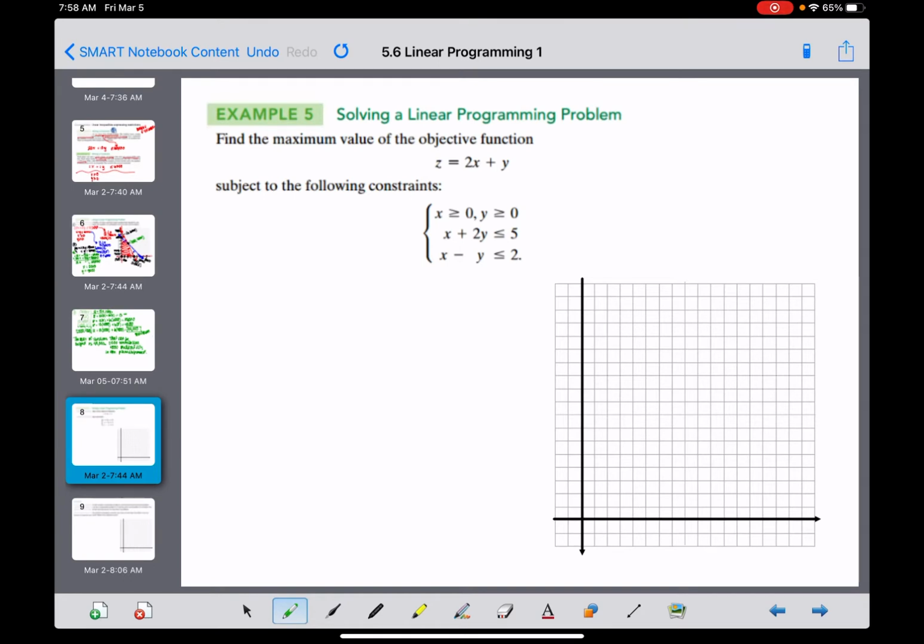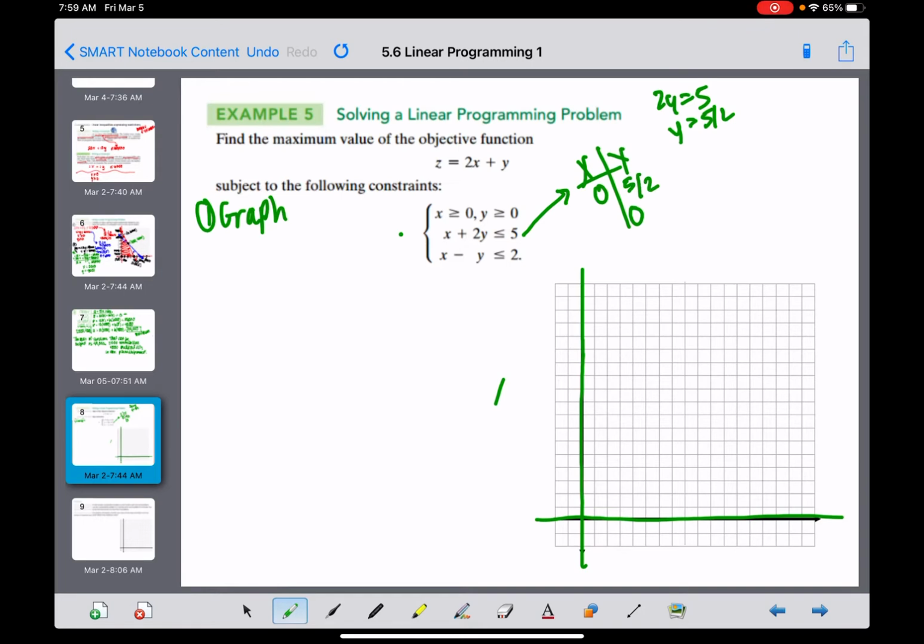Okay, so first thing, we need to graph our system. So x is greater than or equal to 0, y is greater than or equal to 0. So you've got those lines. Okay, this one we have our table, plug in 0 for x. You're going to get 2y equals 5. So y is going to equal 5 halves, or 2.5. And then if we plug in 0 for y, x equals 5.